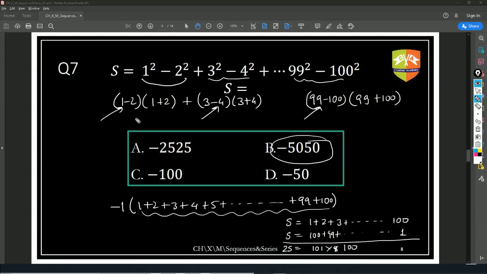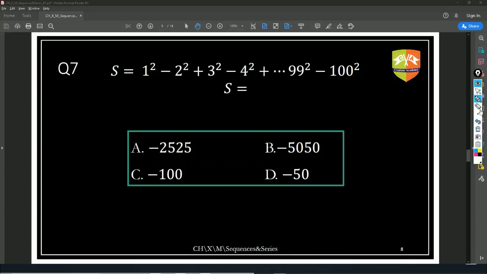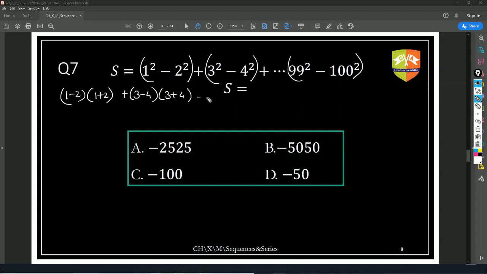But yeah, so here, did you understand how to go about it? Most of you would have got panicked by seeing this square over here. But that was the indication. This is where you had to pair them up, all of them. This was the trick. So 1 square minus 2 square is 1 minus 2, 1 plus 2, a square minus b square form, plus 3 minus 4, 3 plus 4. Likewise, all the terms will be, and the last term will be 99 minus 100 times 99 plus 100.